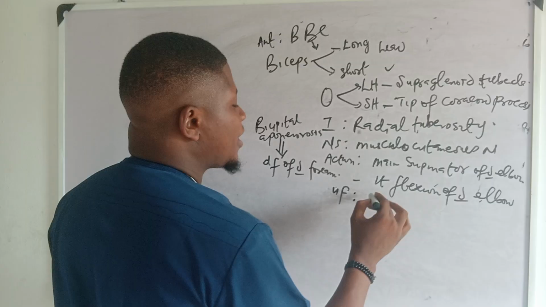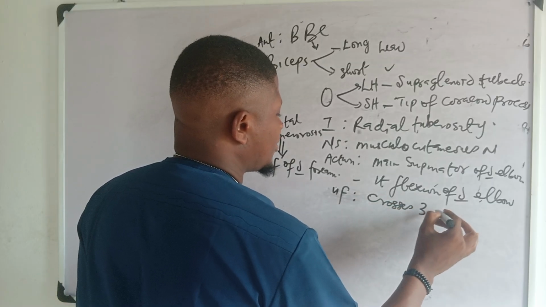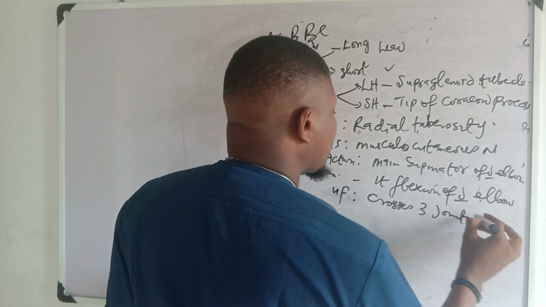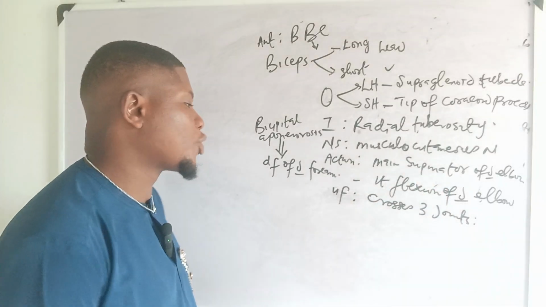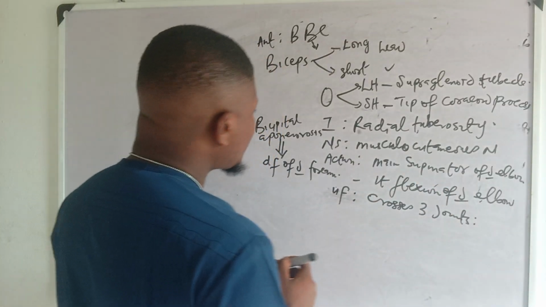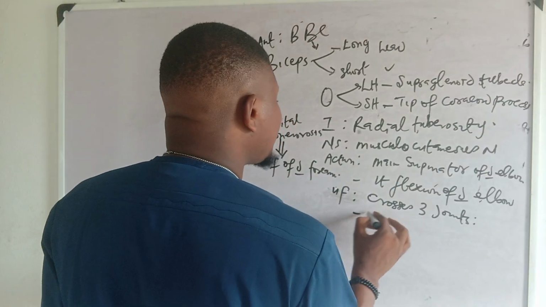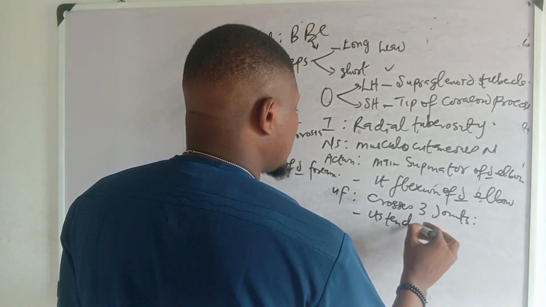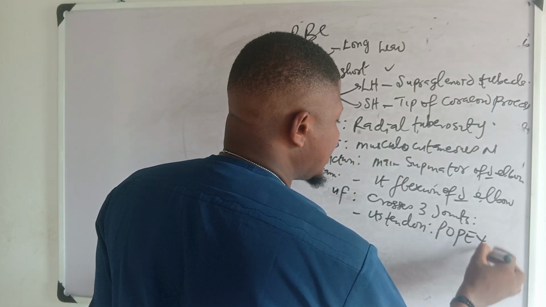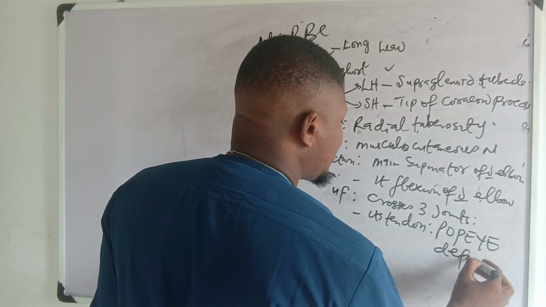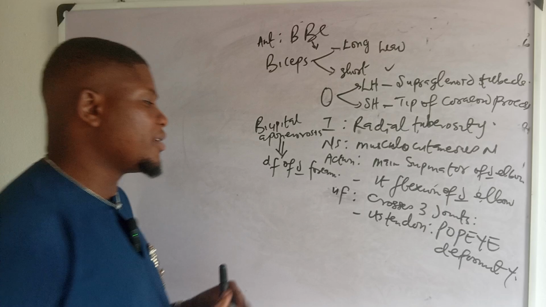The unique feature of this muscle is that it is the only muscle of the arm that crosses three joints. What are the three joints? It crosses the shoulder joint, the elbow joint, and the superior radioulnar joint. Another unique feature is that rupture of the tendon of biceps leads to a condition called Popeye deformity.